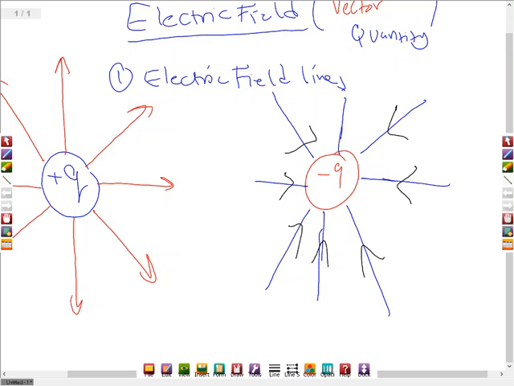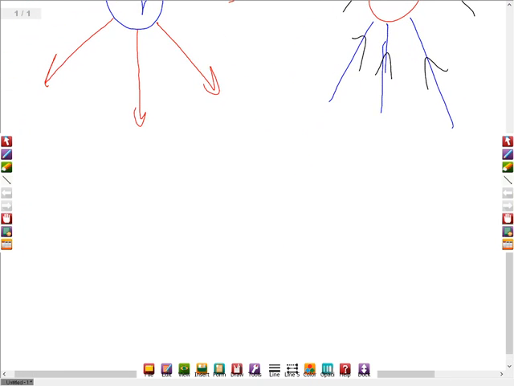Okay. Let us put two charges together, negative and positive. And let us make believe they have the same quantity, because if they have two different quantities, we'll not be able to graph it.